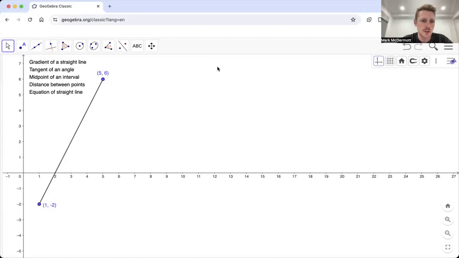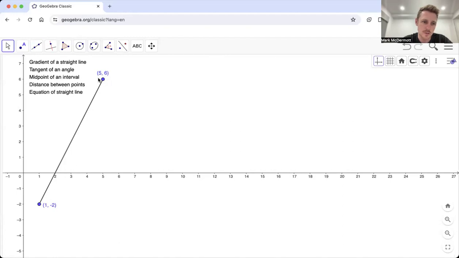Okay, so I wanted to do something quite ambitious, which is basically sum up all of coordinate geometry in this video. Basically, what I want to do is look at the gradient of a straight line, the tangent of an angle, and how that relates to the gradient, the midpoint of an interval, the distance between points, and the equation of a straight line. So this is going to be a very theory-based kind of lesson. But basically, this covers a big chunk of coordinate geometry.